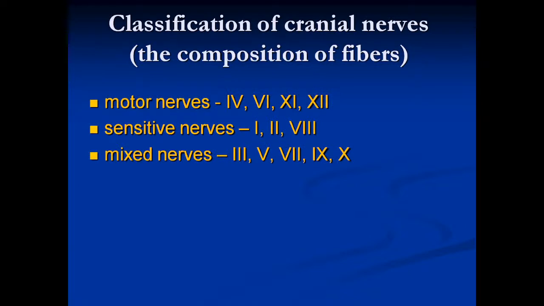Classification of cranial nerves by the composition of fibers. So you must know that motor nerves are the 4th, 6th, 11th, and 12th pairs of cranial nerves: trochlear, abducens, accessory, and hypoglossal. Sensitive nerves: olfactory, the first pair, optic nerve, second pair, and vestibular-cochlear, eighth pair. And mixed nerves: third pair oculomotor nerve, next trigeminal, next facial, next glossopharyngeal, and vagus.